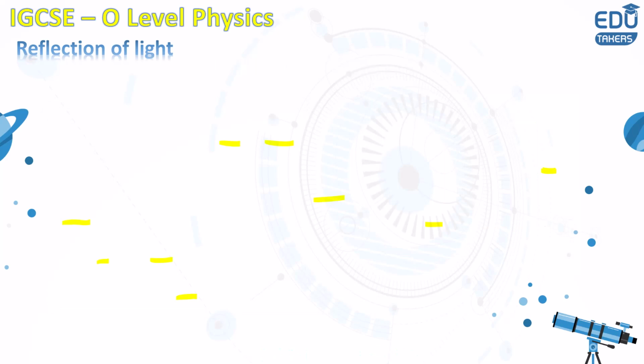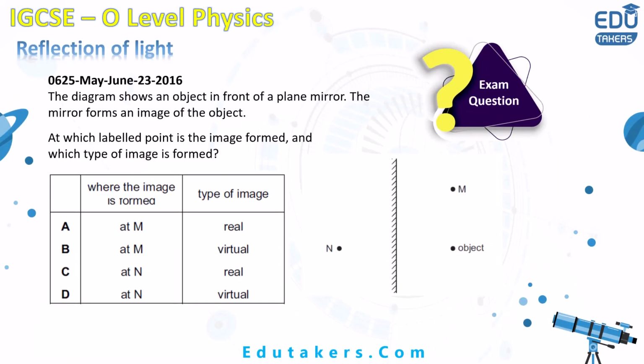Let's go back and see answer D. In answer D, the image is formed at the point N, which is correct, and the type of image is virtual. It means that D is correct from here.